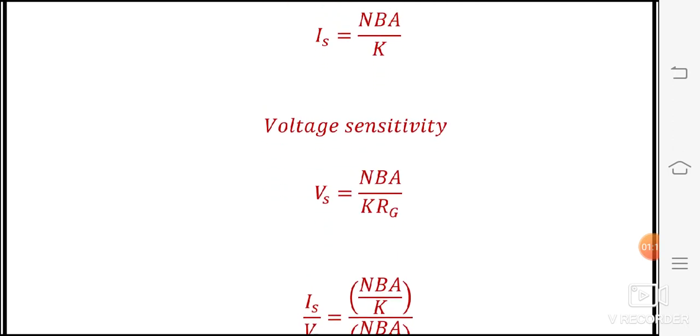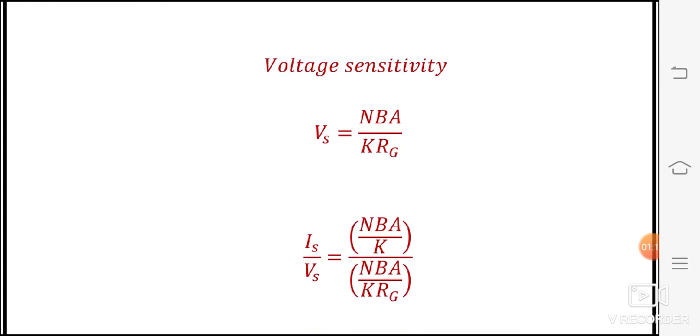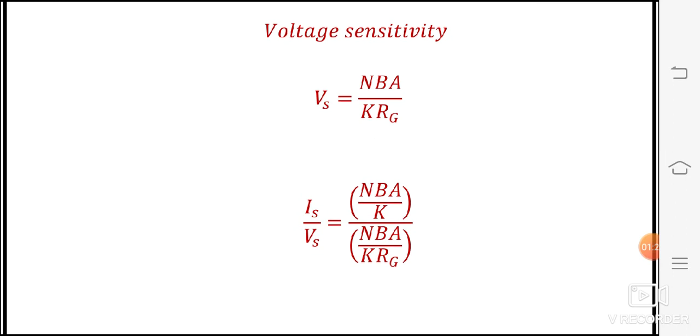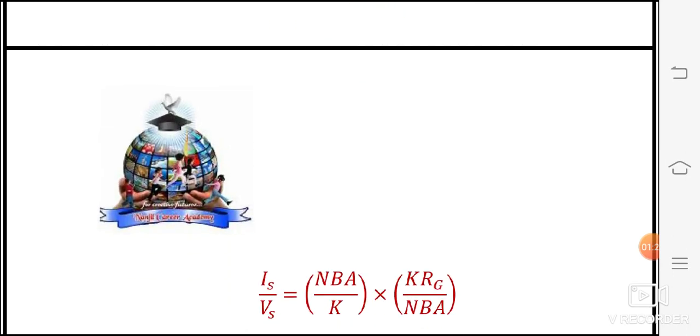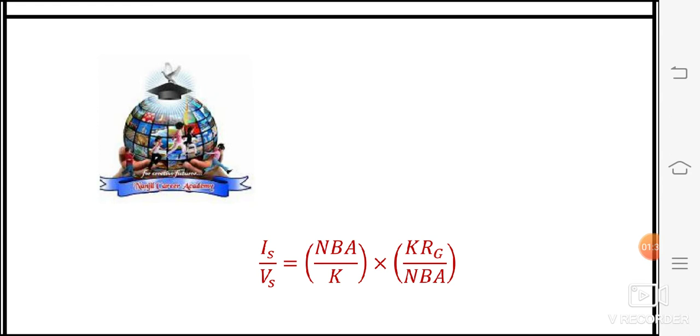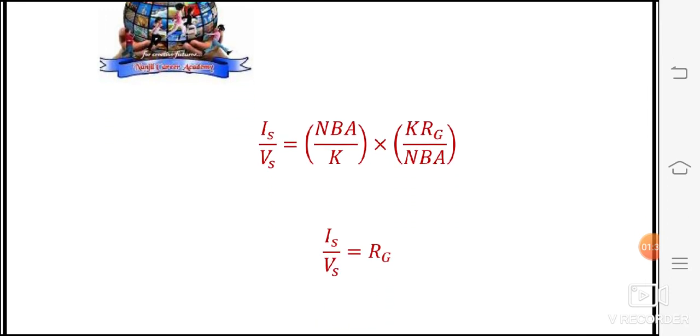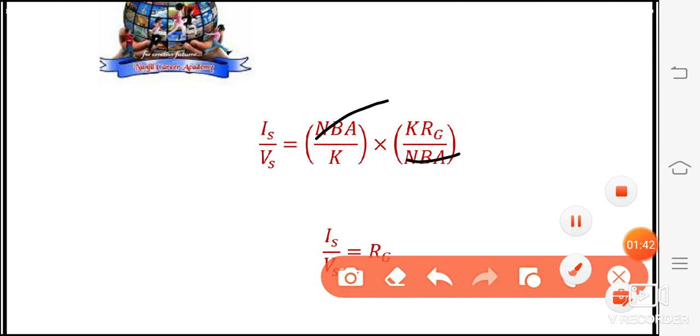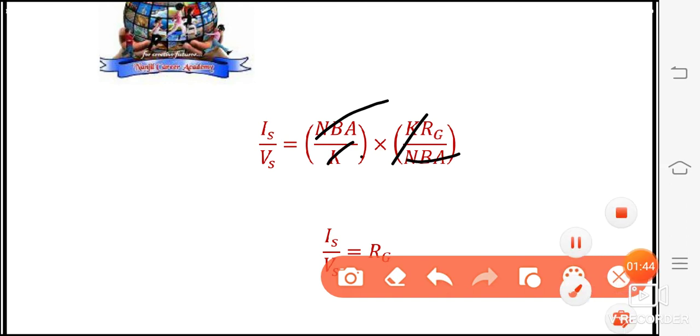So dividing Is by Vs, we get Is by Vs is equal to NBA divided by K, the whole divided by NBA divided by K into Rg. So NBA cancels, K cancels, balance is Rg. So Is by Vs is equal to Rg.